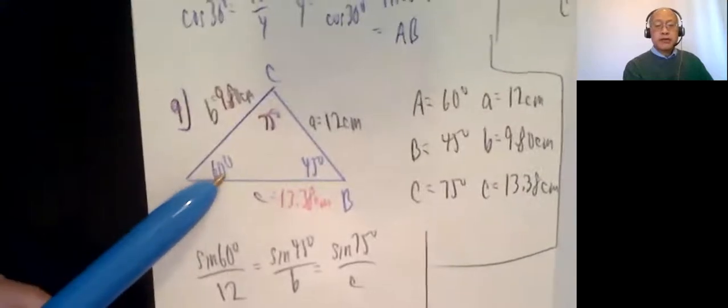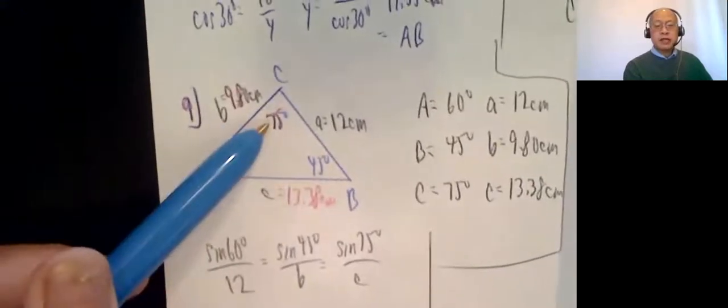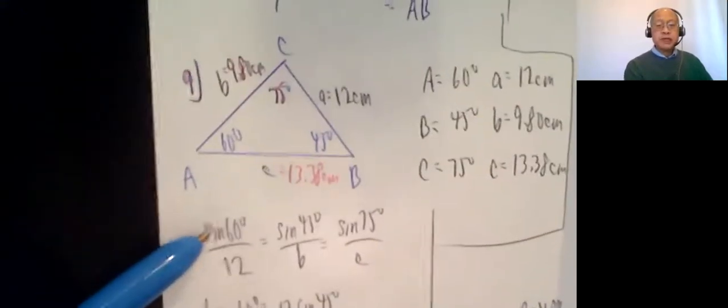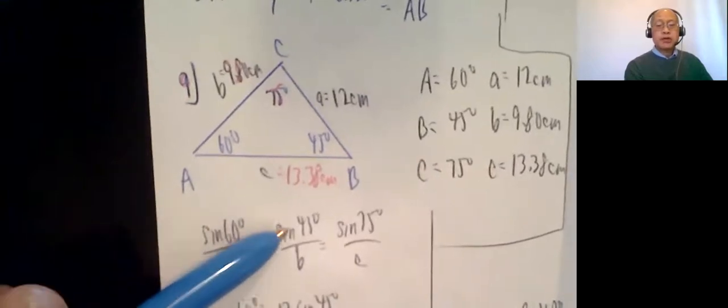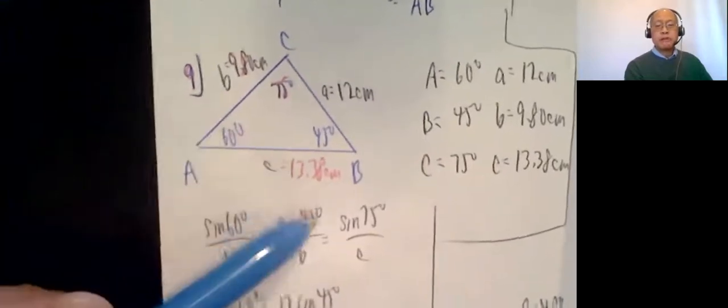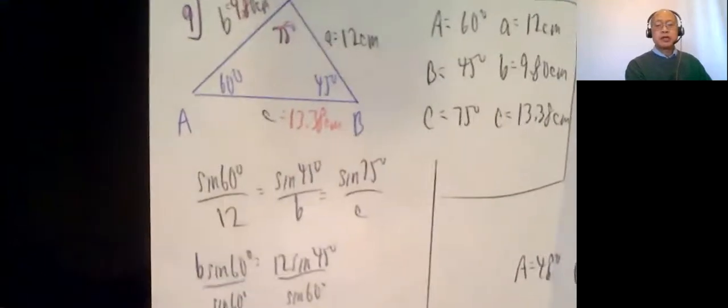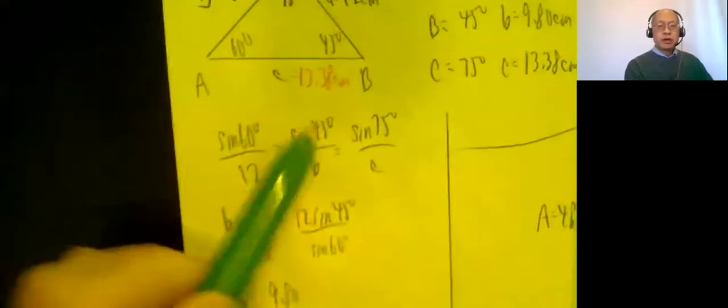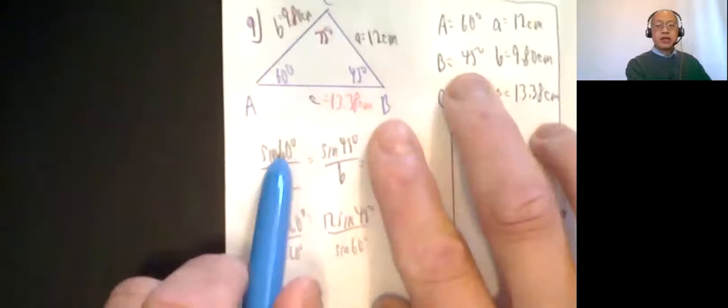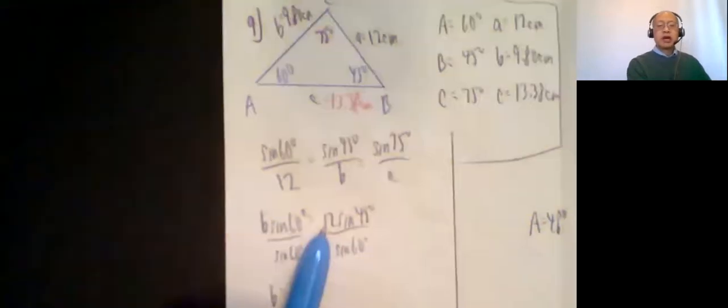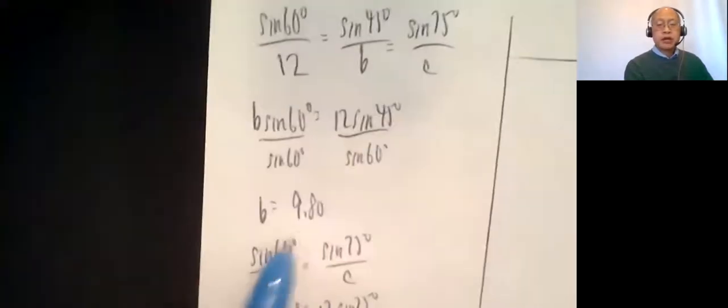Number 9, you're given 60 and 45. Automatically, that makes this 75. Sine of 60 degrees over 12 equals sine of 45 degrees over little b equals sine of 75 degrees divided by little c. Cross multiply right here. B sine of 60 equals 12 sine of 45 degrees. Divide by sine of 60. B is 9.80 centimeters.